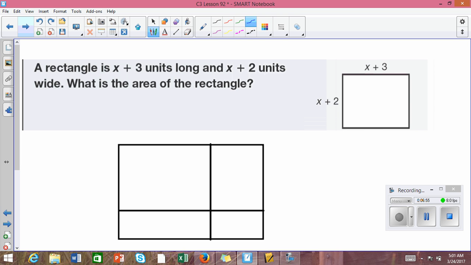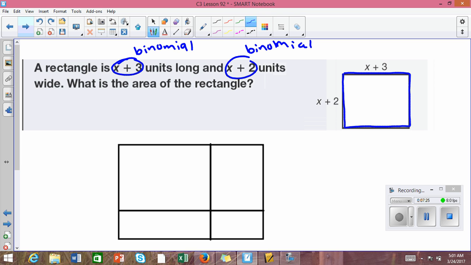A rectangle is x plus 3 units long and x plus 2 units long. Yes, I know you're thinking who brought the x's into math, but somebody did, and we need to know how to work with them. What these are called are binomials, if you forgot. Okay, so today we're going to be talking about a binomial times a binomial. So you can see over here that there is a rectangle, x plus 2 times x plus 3.